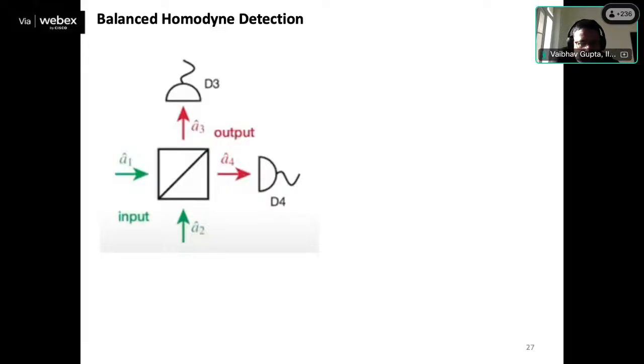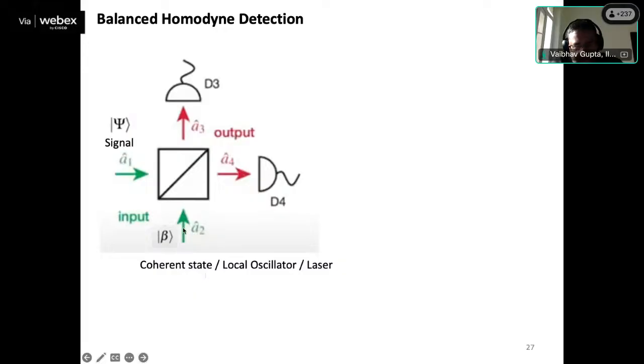People also use it in optical communication and electrical and electronic communication. Suppose I have a signal which is psi, and this signal can be amplitude squeezed, phase squeezed, vacuum signal, coherent light, it can be anything. On the other side, I have a signal called beta. We call it coherent state or local oscillator, or we call it a laser. Same thing. If you are using quantum optics, just put a classical laser here. And if you are using electronic circuits, you also call it local oscillator, meaning you put an oscillator here.